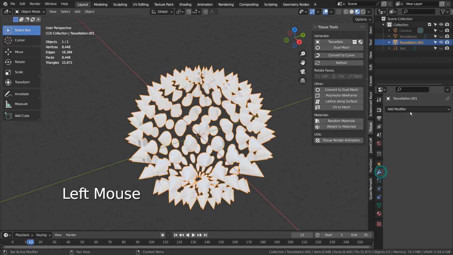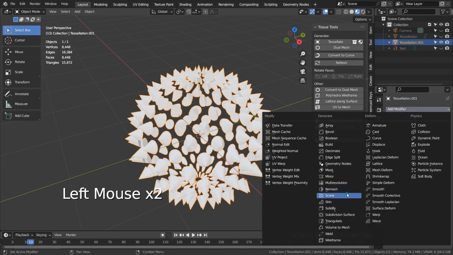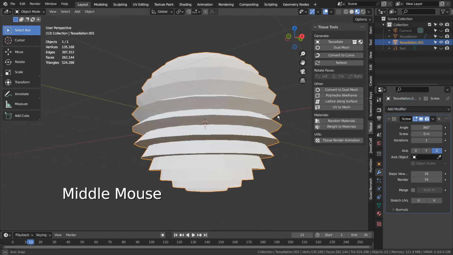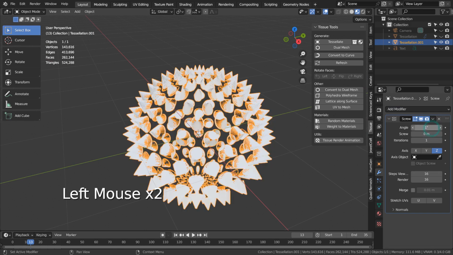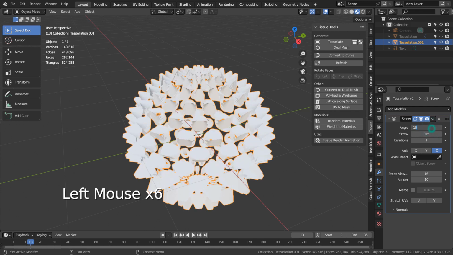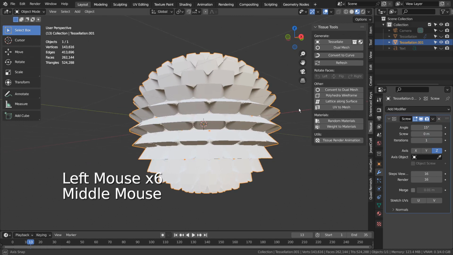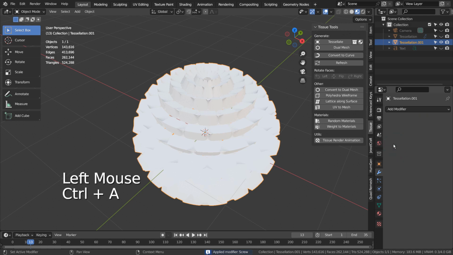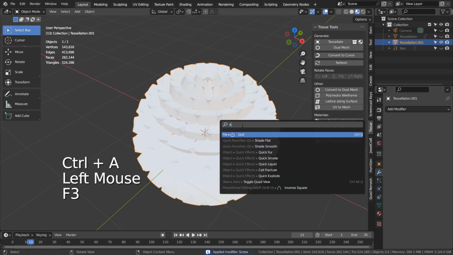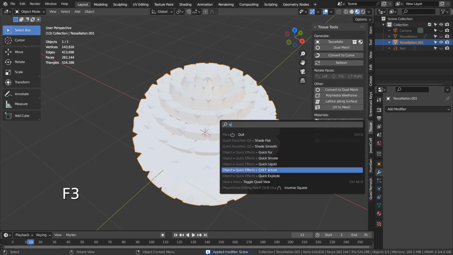The total number of vertices is 8,448. Now it's over 135,000. The idea is to apply the screw modifier, add quick explode, and twist it on the x-axis for 1111 degrees.